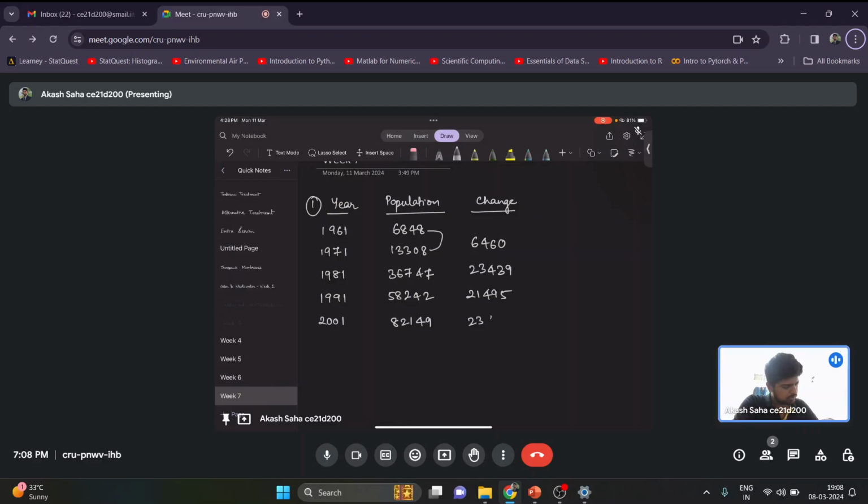I think these are the four changes we can find. We just subtract each population from the earlier population. And then we find the total. If we add all the changes, we get 75,301. We also have to find the average of these changes, which will be equal to 18,825. So we got the total and the average.